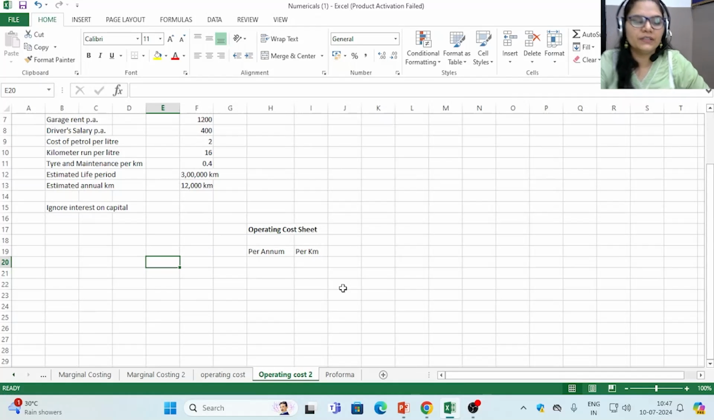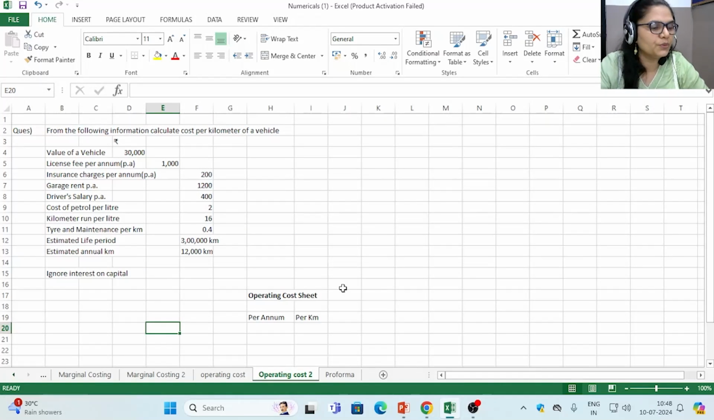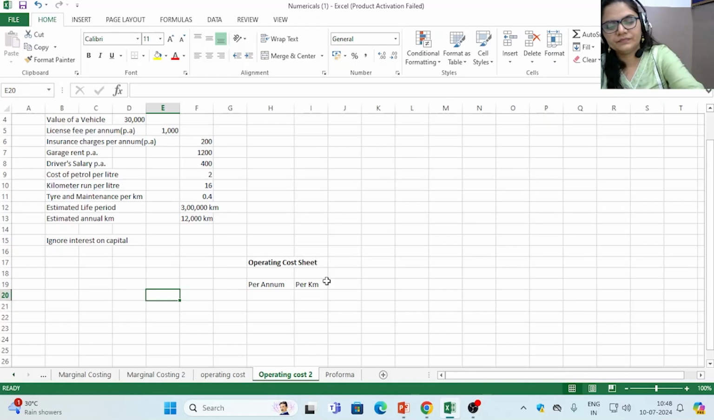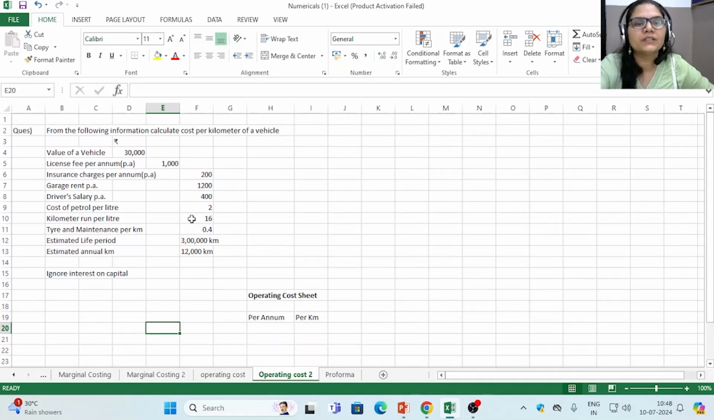Now moving on further, we have another question in front of you which says, from the following information, calculate cost per kilometer of a vehicle. Value of vehicle 30,000, license fee per annum 1,000, insurance charges per annum 200, garage rent 1,200, driver's salary 400, cost of petrol per liter 2, kilometer run per liter 16, tires and maintenance 0.4, estimated life period 3 lakh kilometer, estimated annual run 12,000 kilometer. You need to ignore the interest on capital, and with the given information you need to prepare the operating cost sheet.